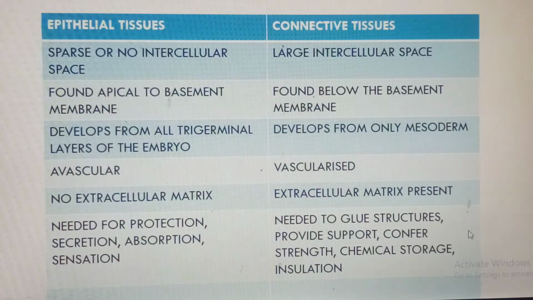For epithelial tissue, the functions will include protection, secretion, absorption, sensation, for instance. For connective tissue, we've seen some of the functions. They help connect or glue certain structures together. They provide support, comfort, strength, chemical storage by way of storing triglycerides, and they are also very important in insulation and in thermogenesis. So these are some functions performed by the connective tissue, and these are the distinctions between epithelial tissues and connective tissue.